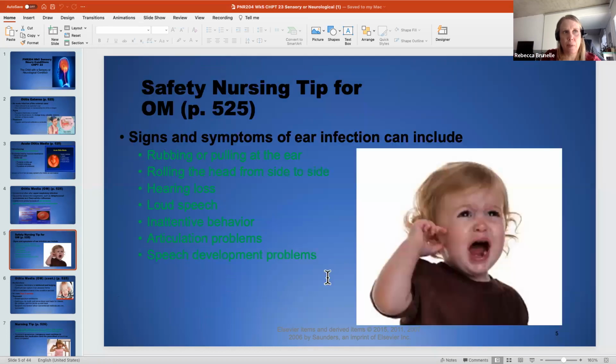So these are some symptoms, some issues that you might see in a kid when they're having an ear infection. They might be pulling or rubbing on their ear, and they might roll their head from side to side. It can cause hearing loss, so they might be speaking more loudly, or maybe they're just not paying attention. If they have recurrent chronic ear infections, it can cause speech and developmental problems.